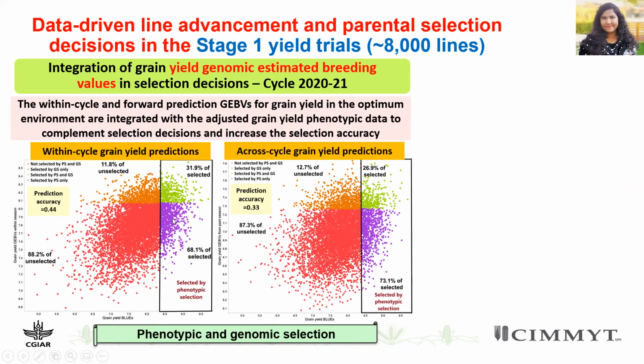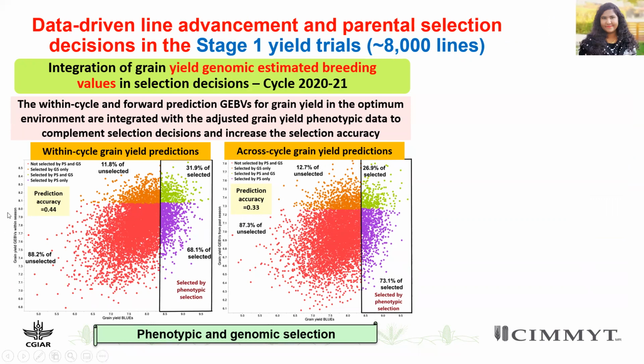In the figures here, I'm showing you the within cycle grain yield predictions and across cycle grain yield predictions. The within cycle grain yield prediction accuracy was about 0.44, and this is just within cycle 5-fold cross-validation prediction accuracy. The across cycle grain yield prediction accuracy was about 0.33, and this accuracy is from using the previous cycle's grain yield data to predict this cycle's data.